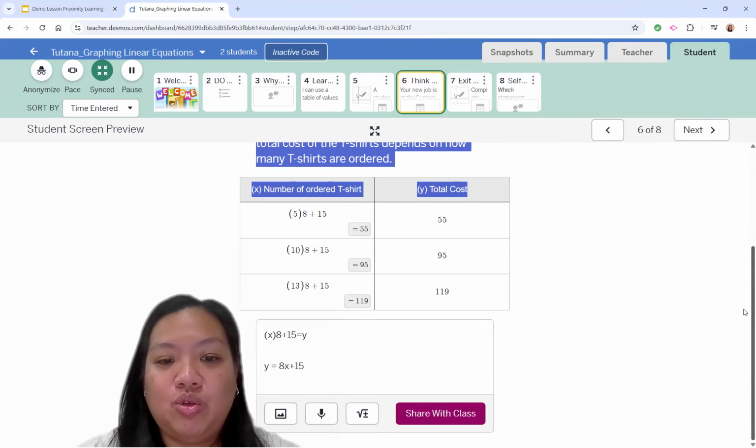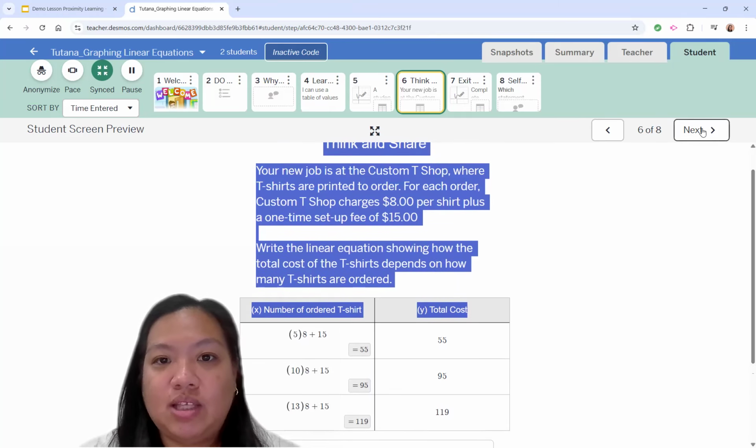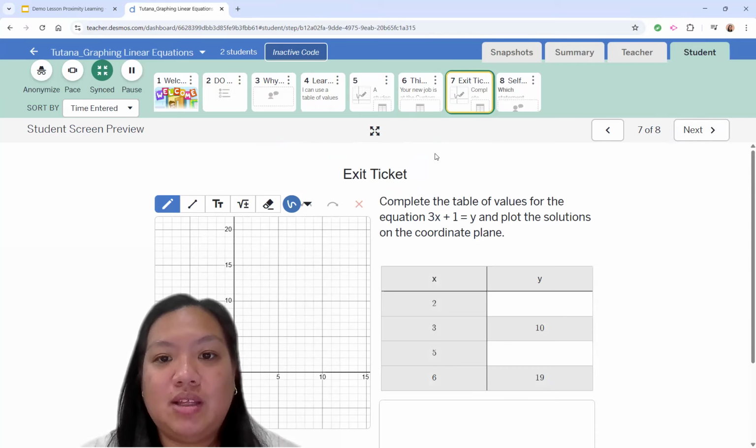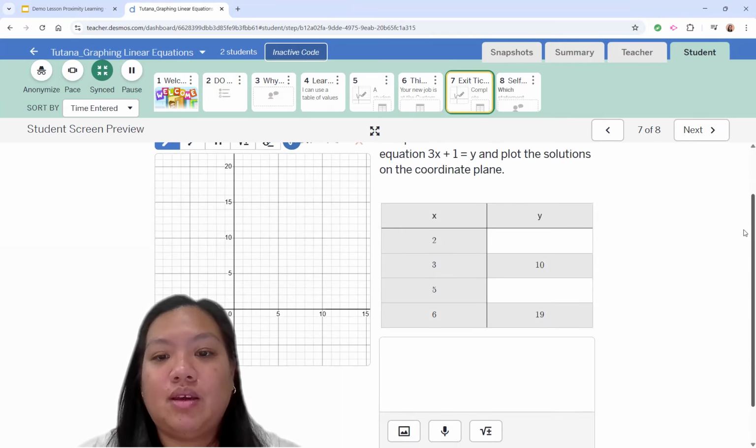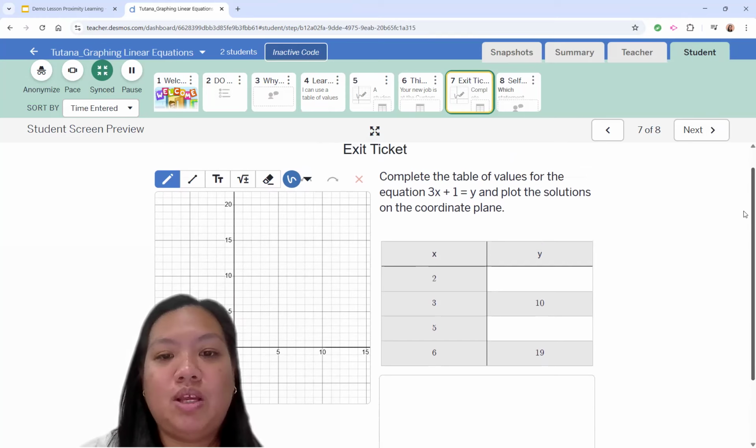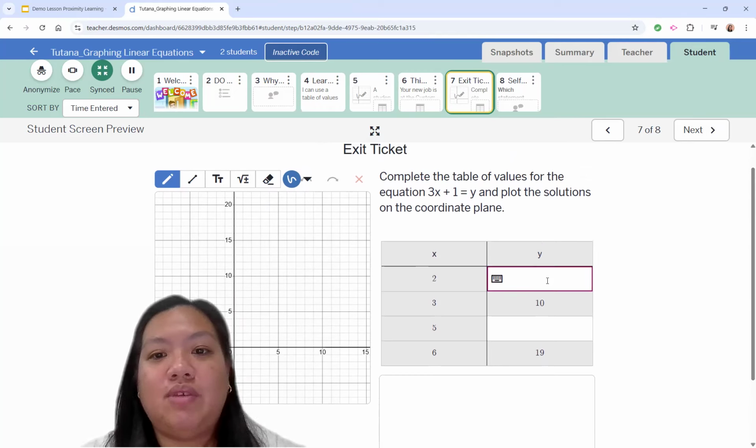So now, since you're able to do that one, let's try to do the exit ticket. So you have here, complete the table of values for the equation 3x plus 1 equals y, and plot the solutions on the coordinate plane. Okay. I'll give you a few more minutes and then let's answer the exit ticket. Okay, thank you. So let's have this one.